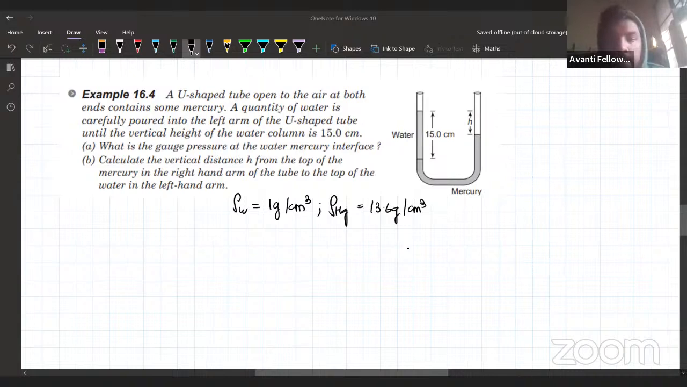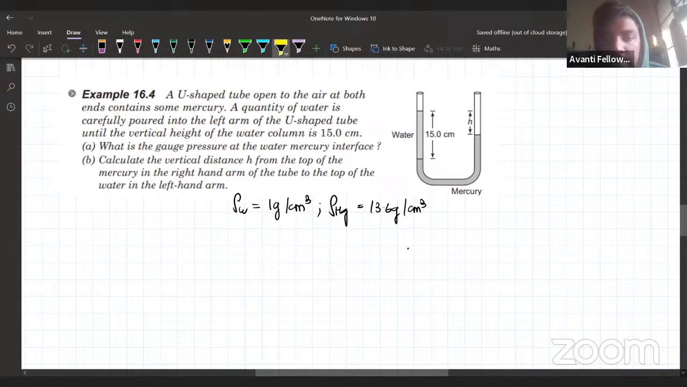A U-shaped tube open to the air at both ends contains some mercury. A quantity of water is carefully poured into the left arm of the U-shape until the vertical height of the water column is 15 centimeter. Water is filled at 15 centimeter height. What is the gauge pressure at the water mercury interface? Means we have to calculate the gauge pressure.